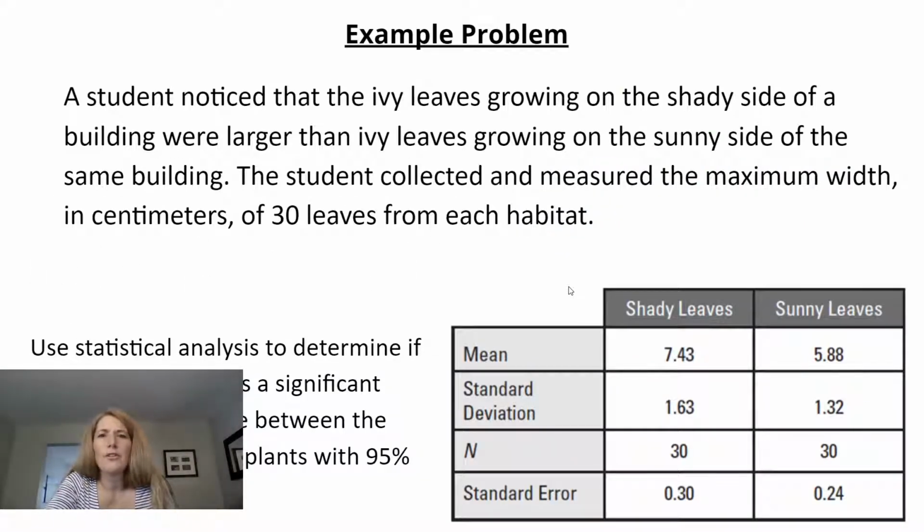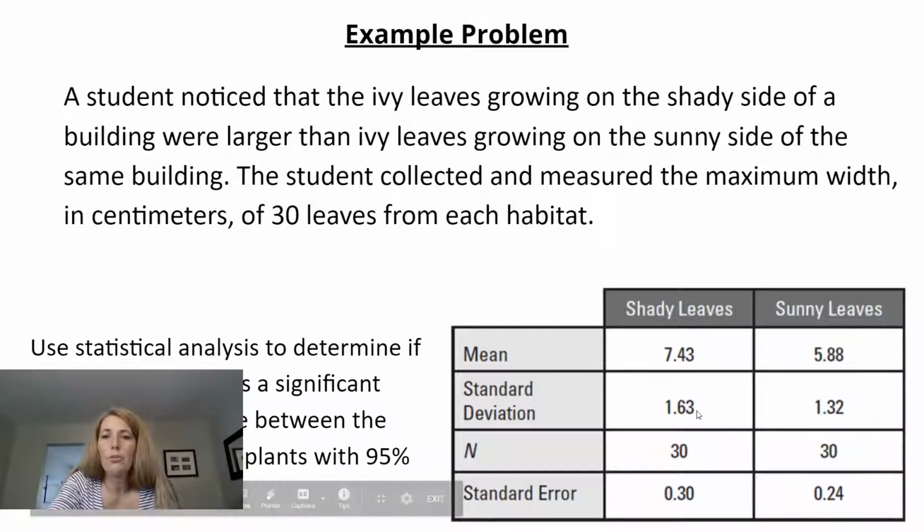All right, a student notices that the ivy leaves growing on the shady side of the building are larger than the ones growing on the sunny side, and they start to collect data. So the question is: is this due to randomness, which would be the null hypothesis, that there's no difference really between them, or is there a reason? So you collect all your data. Here's my average, my mean. The shady ones are 7.43, the sunny ones are 5.88. The standard deviation is 1.63. So I just add this to this value with my calculator. The number of samples I took was 30.